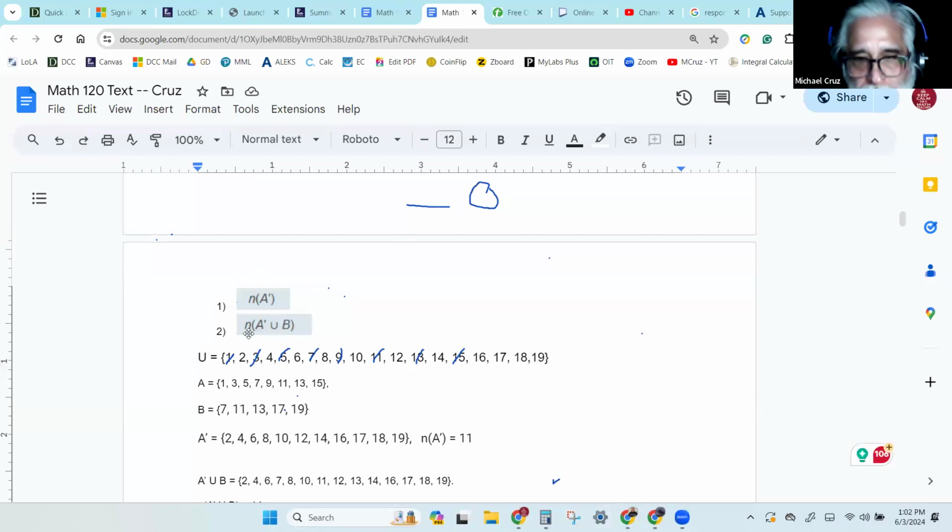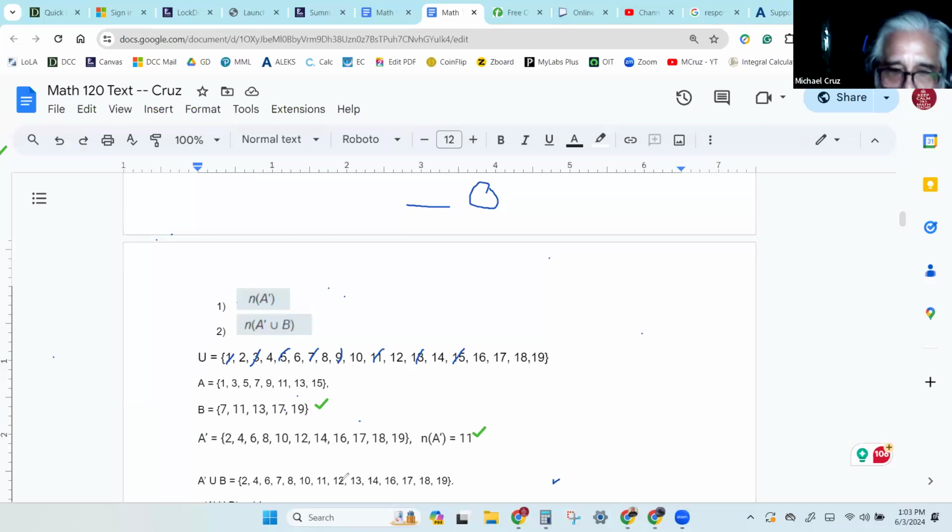All right, now we want to find the number of elements in A complement union with B. So then what we're going to do is we're going to take this set and this set, and we're going to squish them into one. Anything that repeats, we only put it in there once. So that would be 2, 4, 6, 7, 8, 10, 12. There's 11 goes in there.